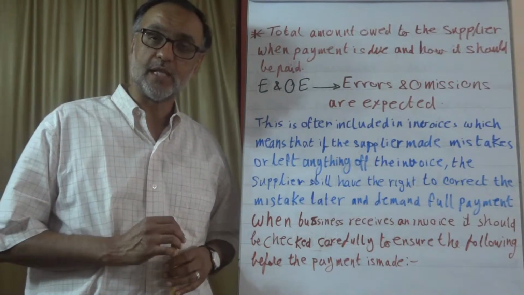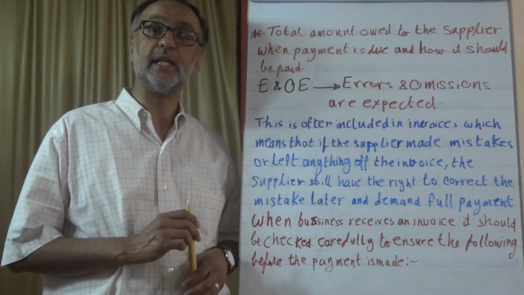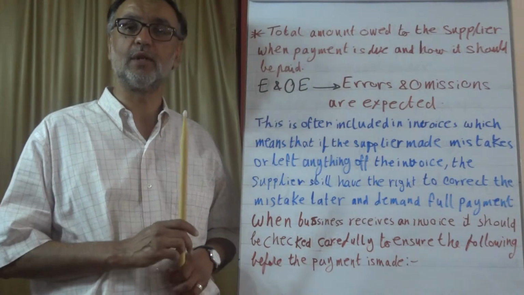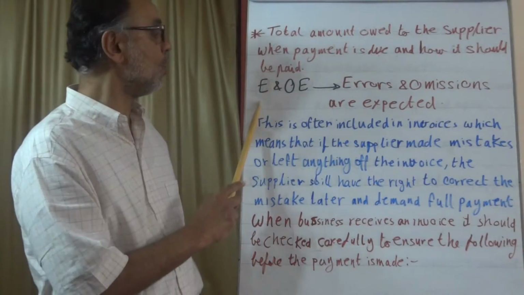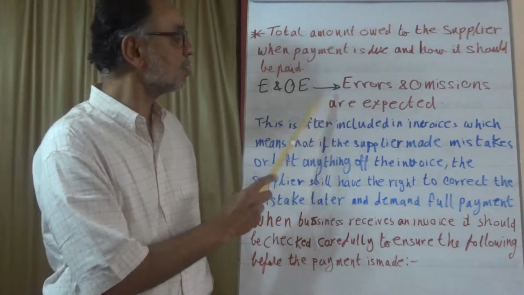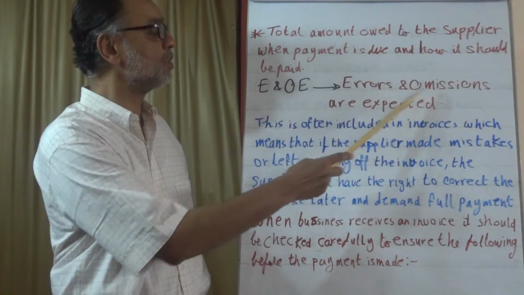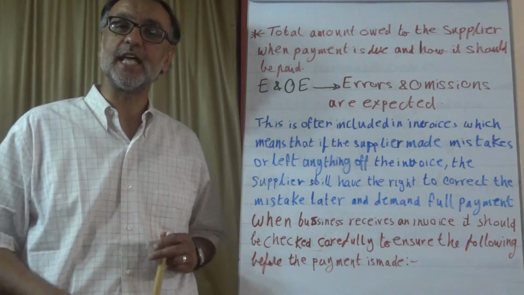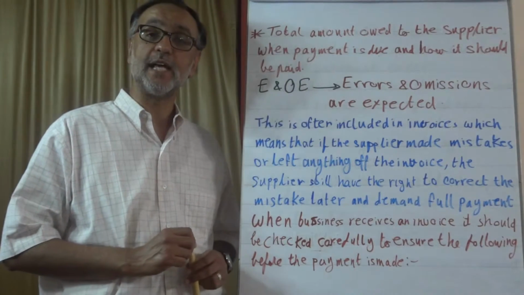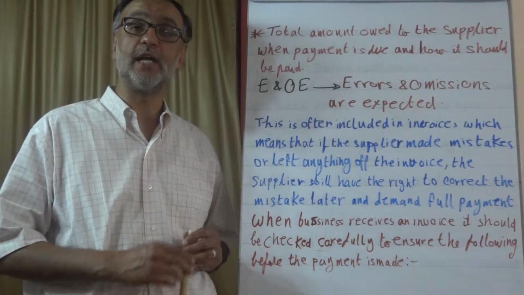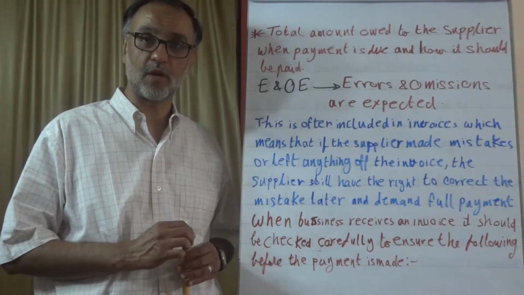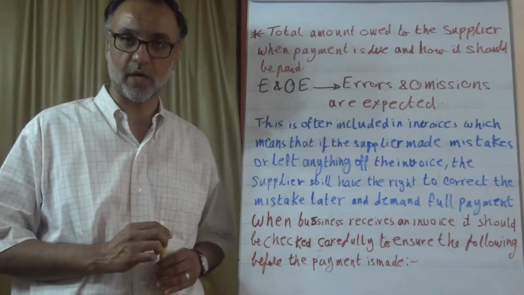When we do sales, there's an invoice. The sales invoice might include a terminology called E and OE. What does it mean? It's errors, that's E, and omissions are expected. This is a reservation that's made by the invoice issuer to say that if there is any mistake or anything that was not included in the invoice, we will have the right to correct the invoice and claim the right total.